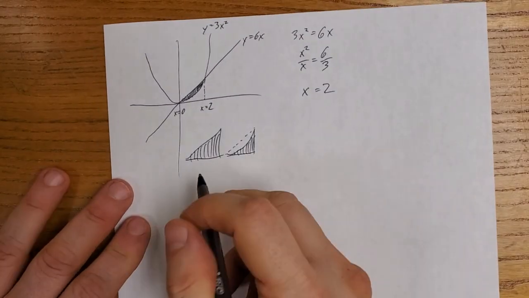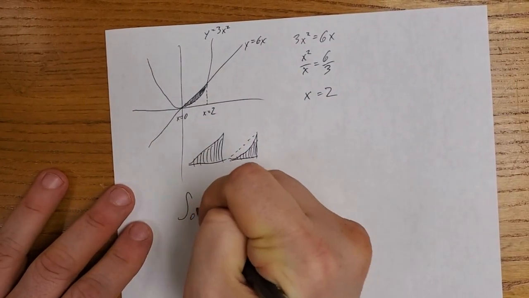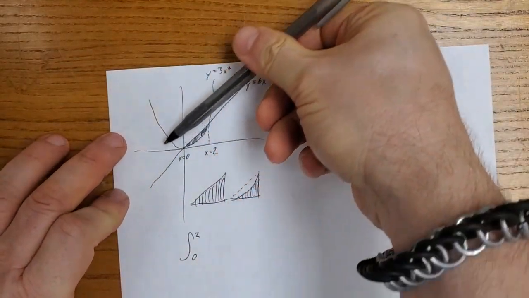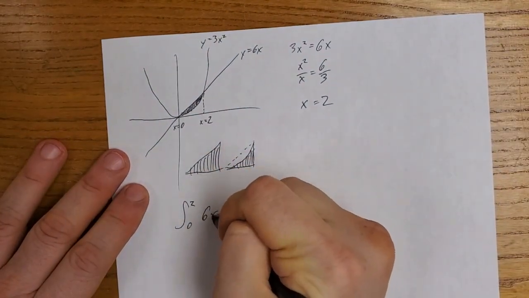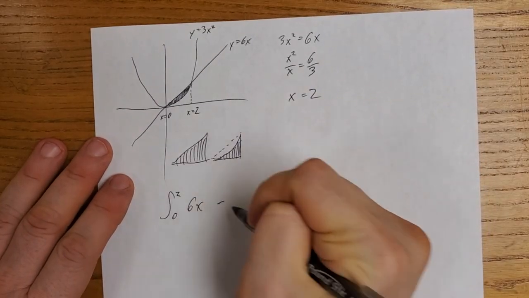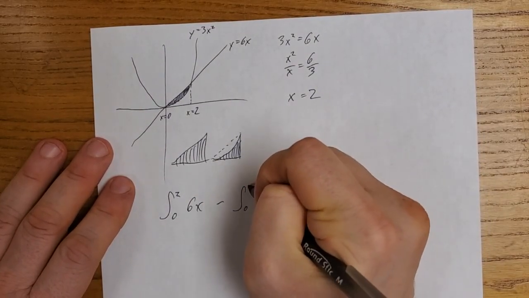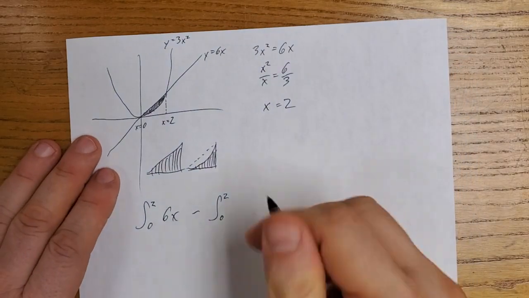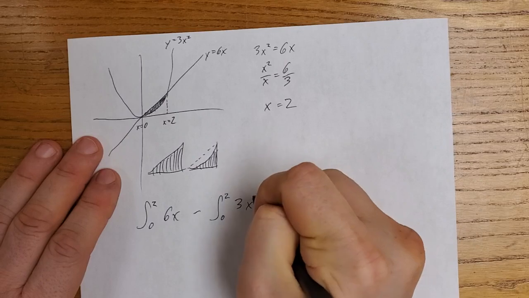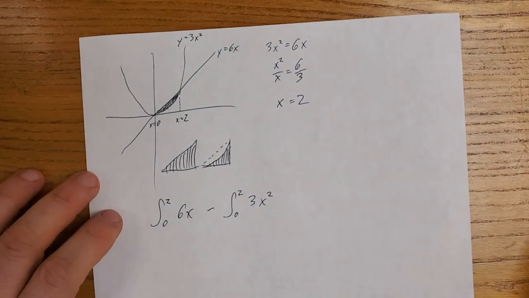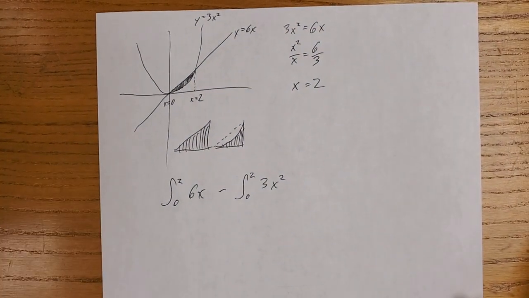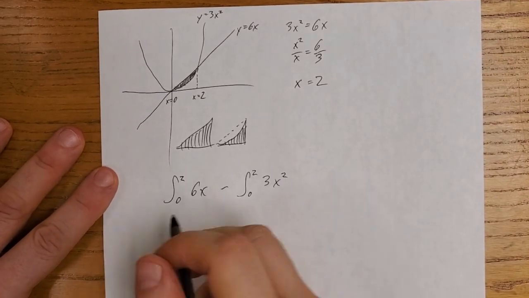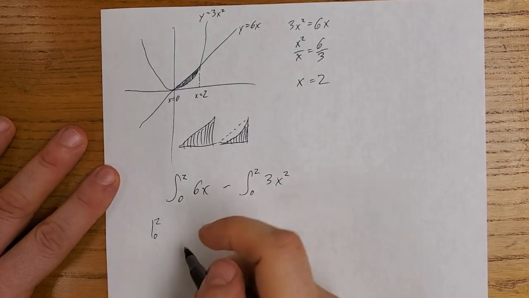So what we want overall is the definite integral from 0 to 2 of the upper function, 6x, minus the definite integral with the same bounds, 0 to 2, of the lower function, which is that 3x squared. So for definite integrals, we have to integrate, of course, the opposite of the derivative. We're going to keep those bounds.